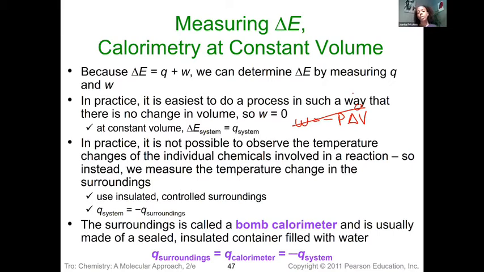In this particular case, the surrounding that we're going to be using is the bomb calorimeter. It's the sealed, insulated container that's filled with water. If we can measure the amount of heat or the temperature change in the surroundings, the system or the reaction is going to be the same number, but opposite. What I gained, you lost, or vice versa. And so the heat of the surroundings is equal to, but opposite, that of the heat of the reaction or that of the system.